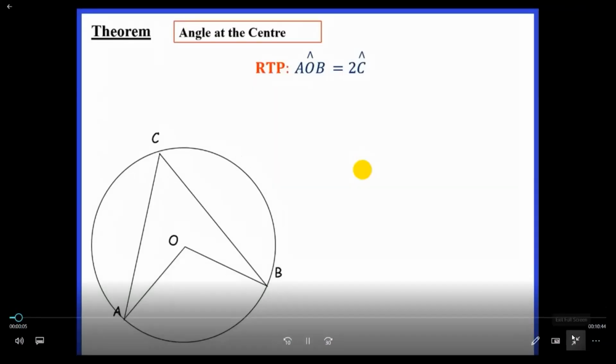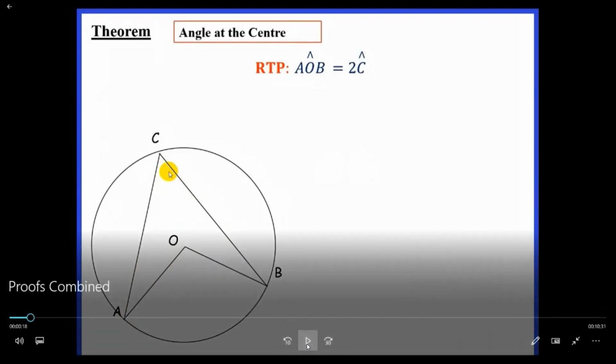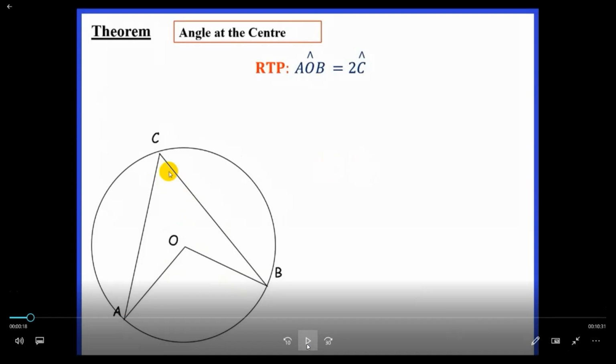Hi, in this video, I'm going to prove that the angle at the center is equal to twice the angle at the circumference. In this case, I'm going to prove that angle AOB is equal to twice angle C. I think at this stage, it'll be good for you to construct a diagram, a very rough sketch, so you can work with the proof. So there's our first theorem we're going to try and prove: the angle at the center is twice the angle at the circumference.